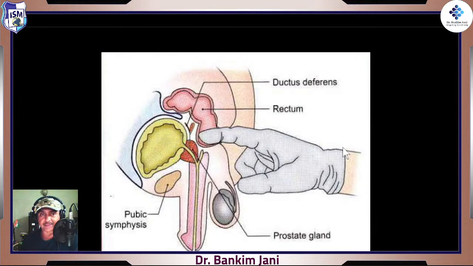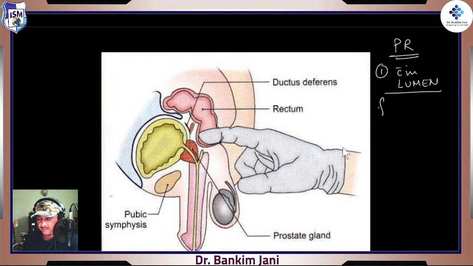This is what is called the per rectal examination, right? PR, or the per rectal examination. Now, per rectal examination, there has to be a purpose. One, within the lumen, what can really be seen? Is there any fecal impaction, which has led to severe constipation? Is there any foreign body?